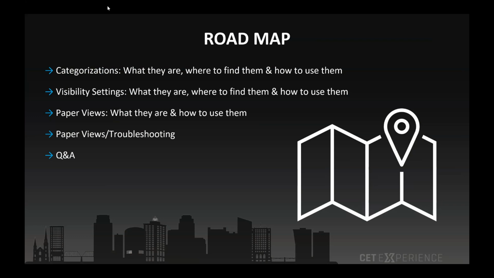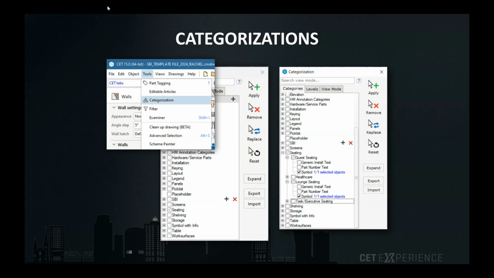Looking at our roadmap for today, starting off with categorizations, what they are, where to find them, and how to use them. We will be following the same format for visibility settings. Pay-per-views, what they are and how to use them. And at the end, we will discuss some troubleshooting you might encounter with pay-per-views.